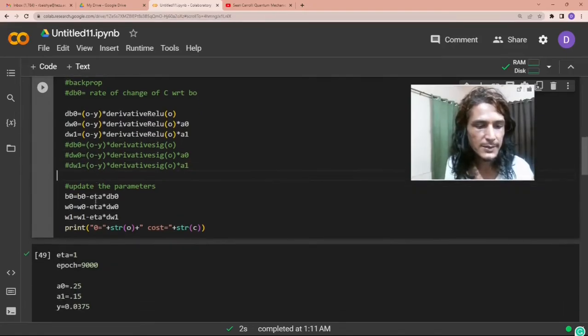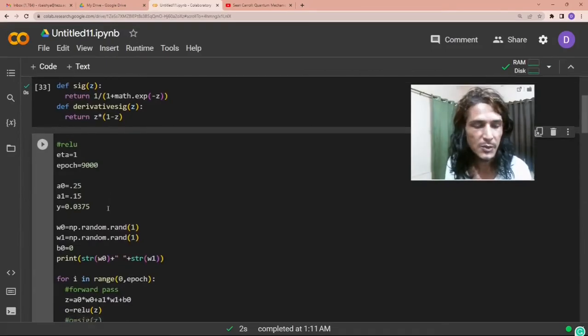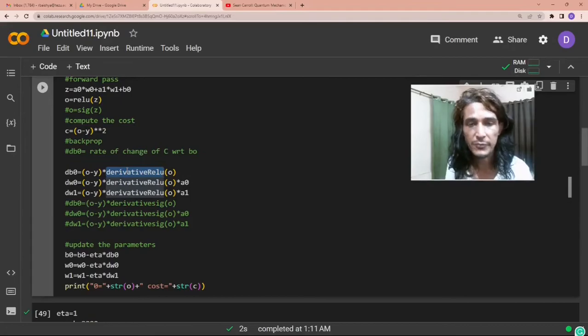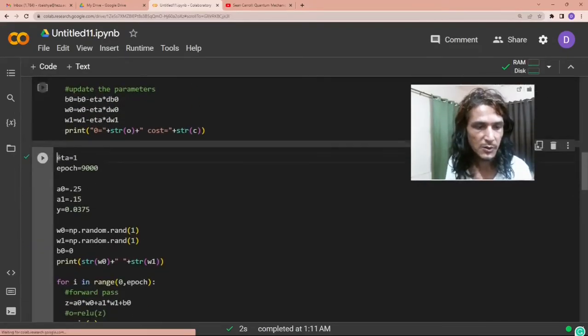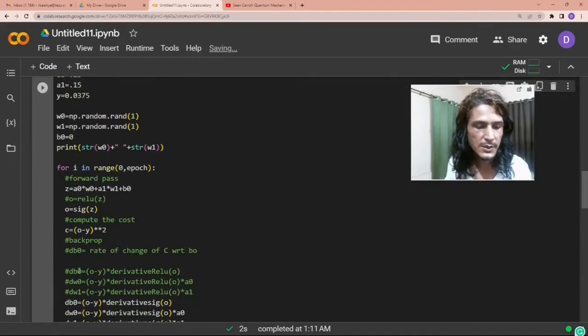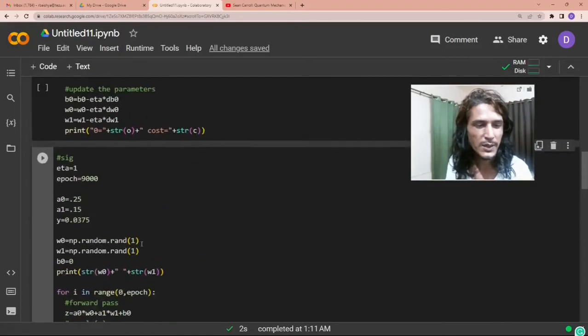Now what we're doing here is, in this block of code we are calling ReLU and then using the derivative of ReLU. It means our activation function is ReLU. And in this block of code, we are calling sigmoid and the derivative of sigmoid. It means we're using sigmoid as the activation function.